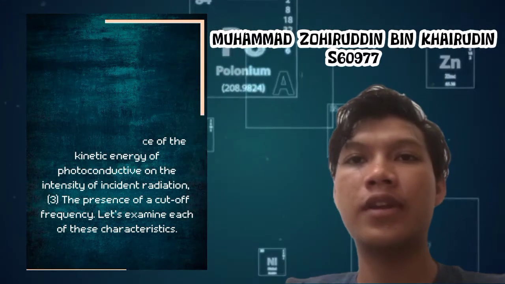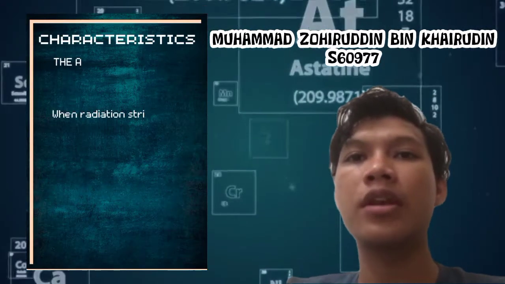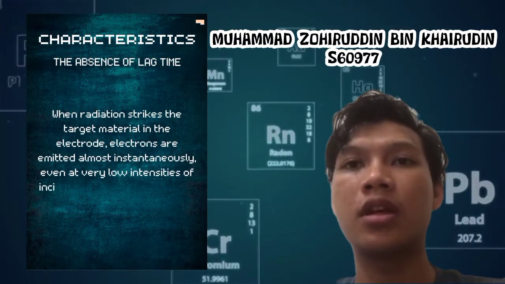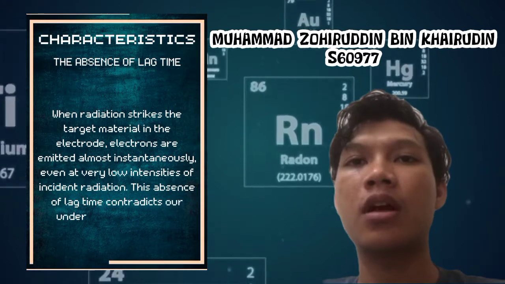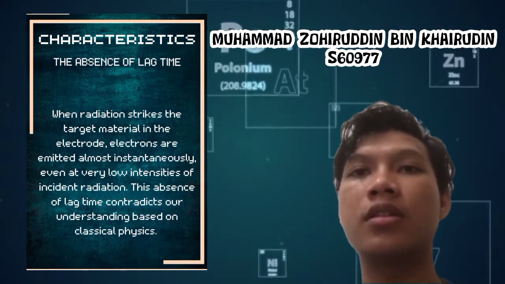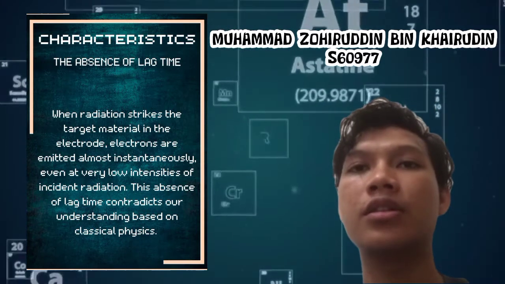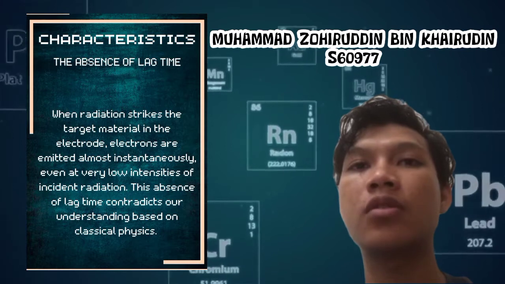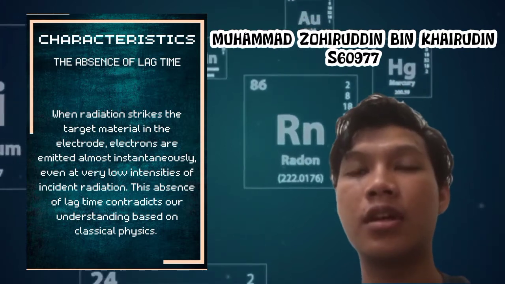The absence of lag time. When radiation strikes the target material in an electrode, electrons are emitted almost instantaneously, even at very low intensity of incident radiation. The absence of lag time contradicts our understanding based on classical physics.